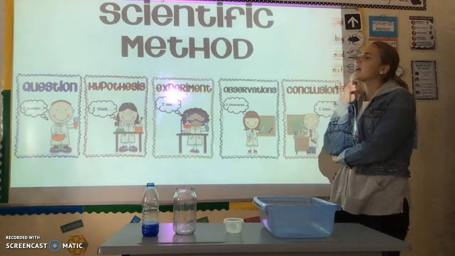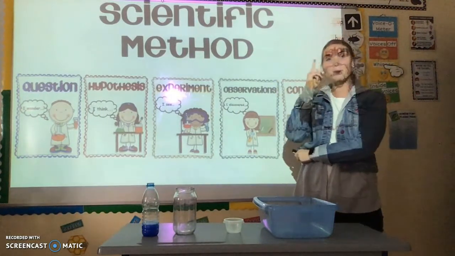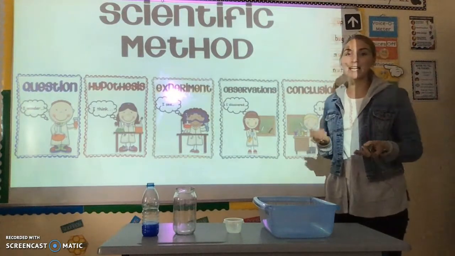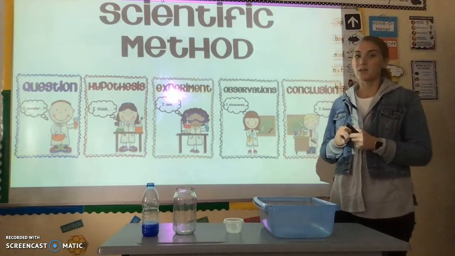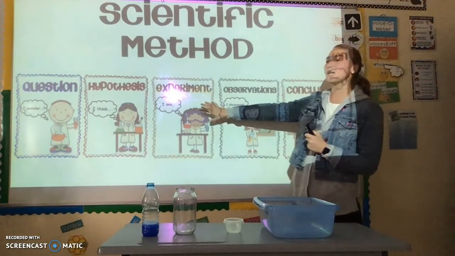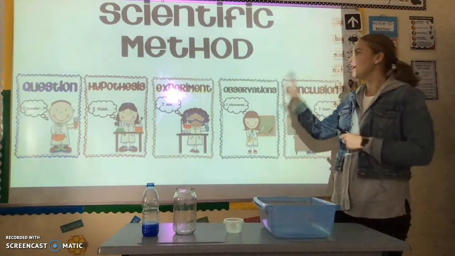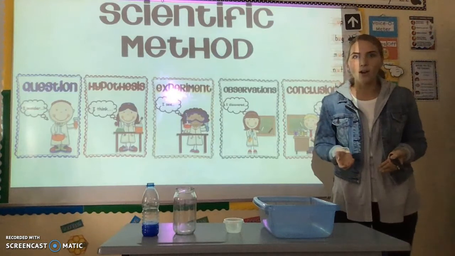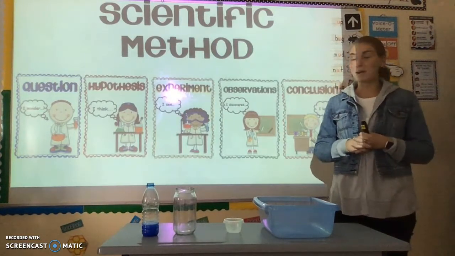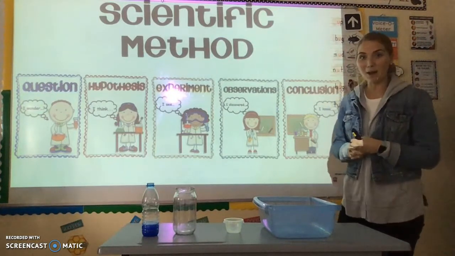Tap your chin, say, hypothesize. This is where we make a smart guess about what we think will happen in our experiment. We plan and then we do the experiment. Then we observe. What did we discover when we did the experiment? What did we see when we did the experiment?